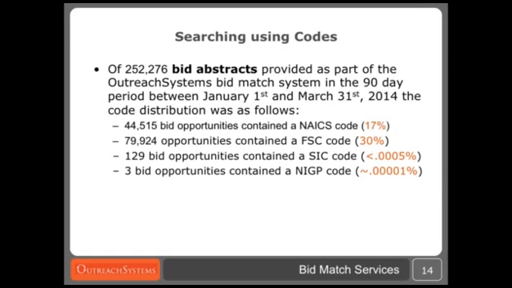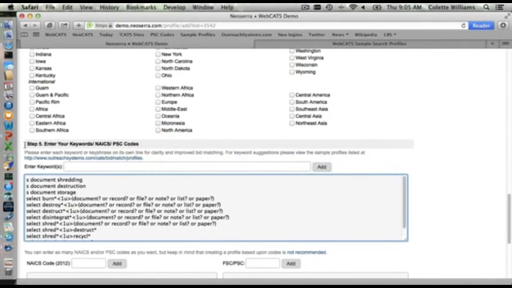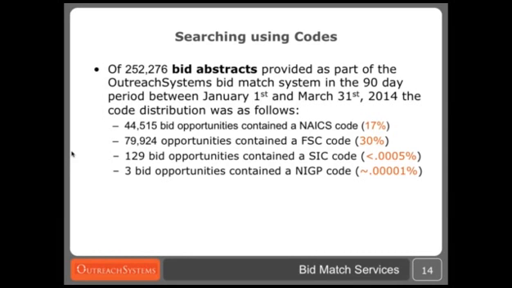Which takes us to codes. You'll notice right here in step 5, we can enter in the keywords, but down below we can also enter in codes. You can use NAICS codes and/or FSC codes to search against the bid opportunities. Generally speaking, we strongly recommend against using codes.